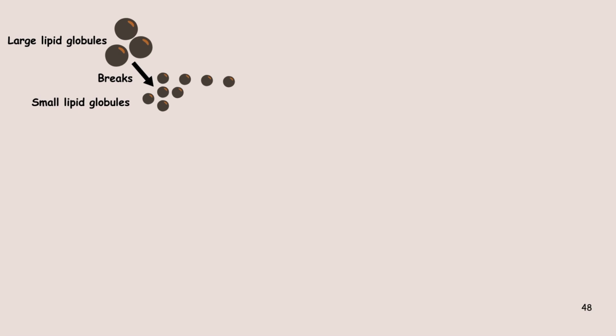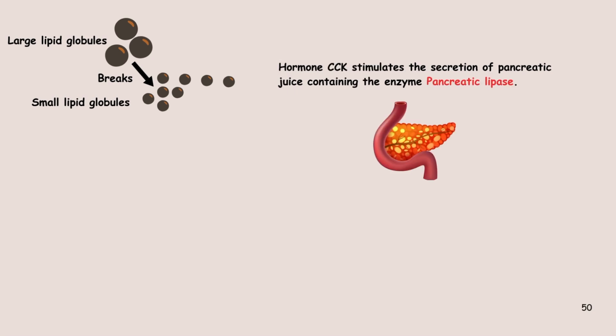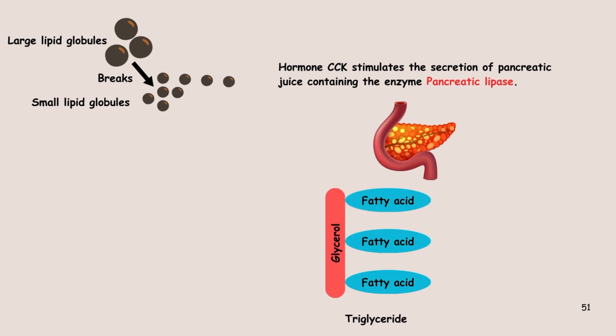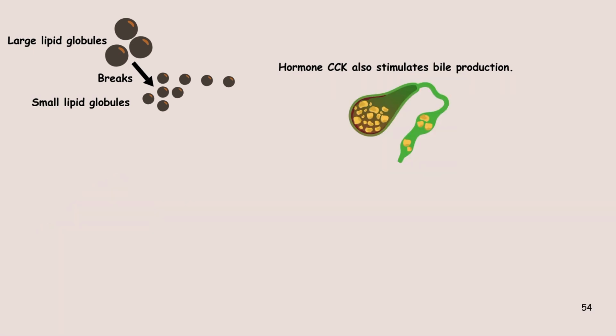Let us understand the process of emulsification and enzymatic digestion in the small intestine in detail. Large fat globules in the small intestine breaks down into small lipid globules. And during this process, the hormone CCK and secretin stimulates. Hormone CCK stimulates the secretion of pancreatic juice containing enzyme pancreatic lipase. This enzyme pancreatic lipase mixed with the triglyceride, that is the fat droplet, and breaks it down into monoglyceride and fatty acids. Besides the stimulation of pancreatic lipase, the hormone CCK also stimulates the bile production.